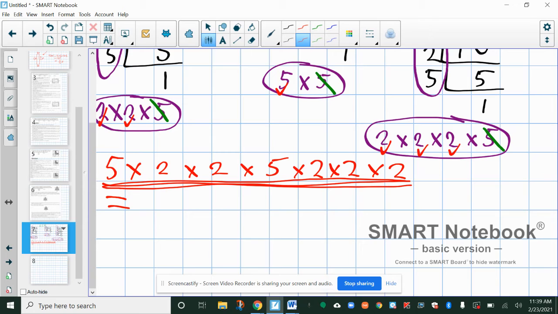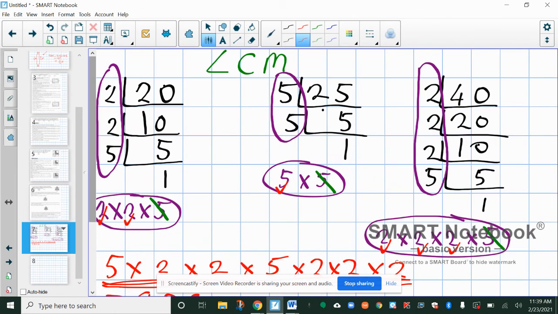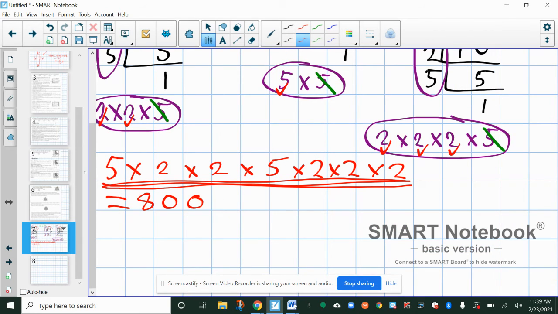So I'm going to go ahead and do that now. 5 times 2 gives me 10. Times 2 is 20. Times 5 is 100. Times 2 is 200. Times 2 is 400. Times 2 is 800. So the least or lowest common multiple for the numbers 20, 25, and 40 is the number 800. What were my steps to success?